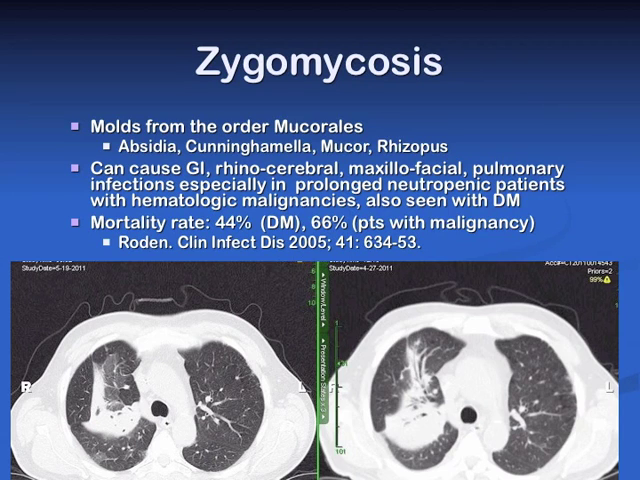Okay, last mold I'm going to talk about are the Zygomycoses, right? These are the molds from the order Mucorales, like Absidia, Cunninghamella, Mucor, and Rhizopus. And they can cause gastrointestinal, cerebral, maxillofacial, and pulmonary infections, particularly in our prolonged neutropenic patients with heme malignancies, and also seen in very poorly managed diabetics. The mortality rate is about 44% in diabetics, about 66% in patients with malignancy.